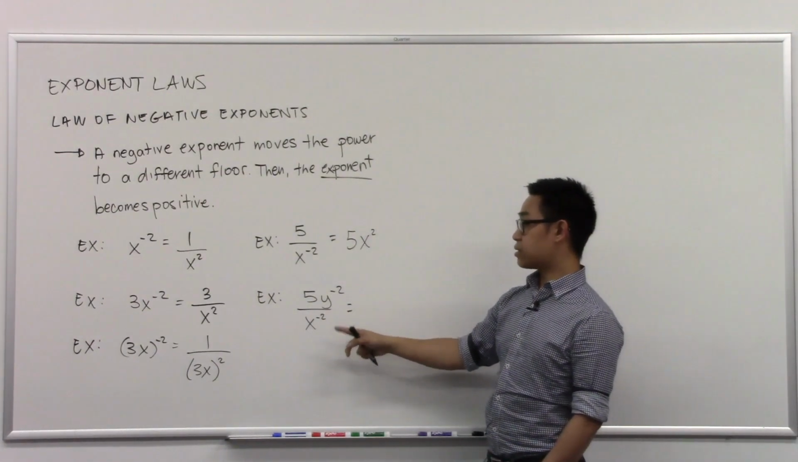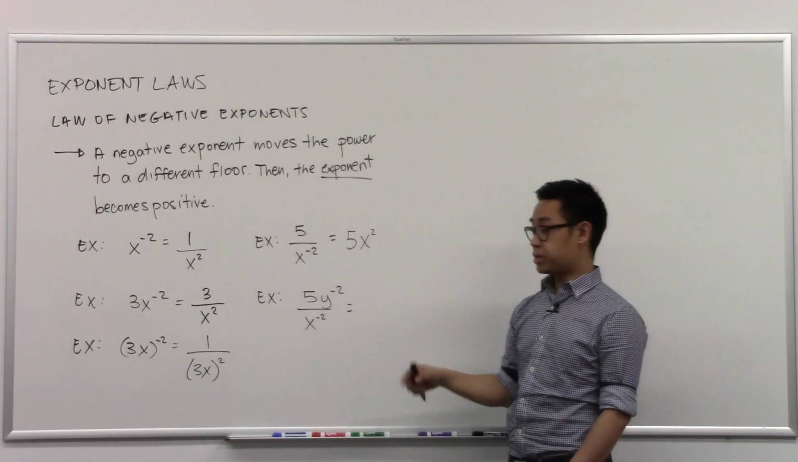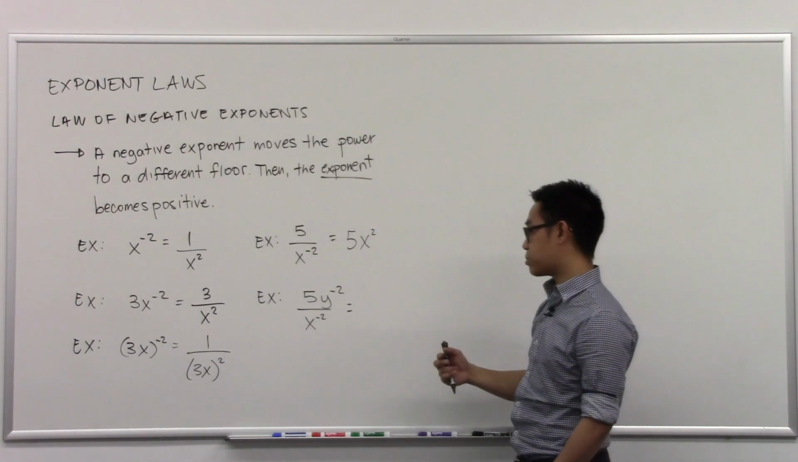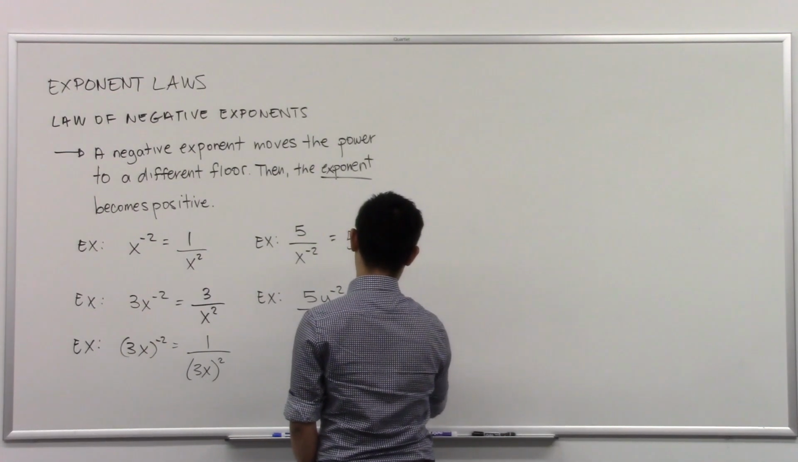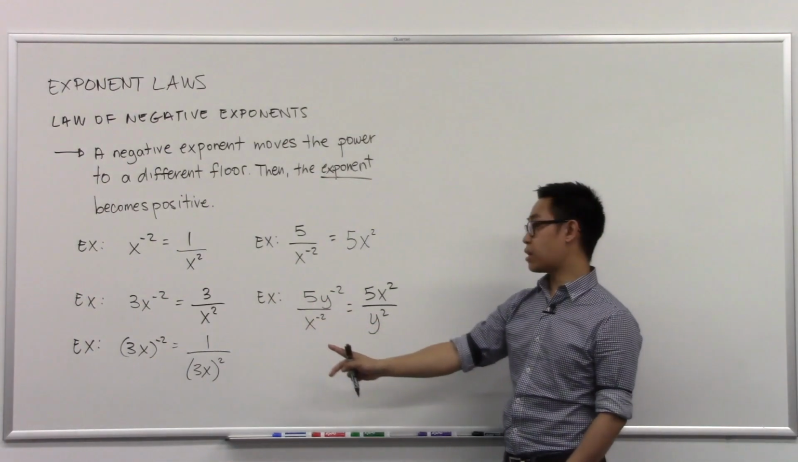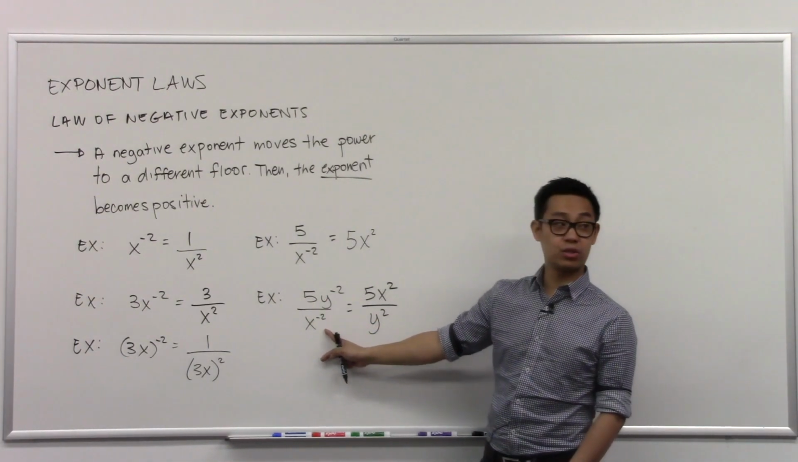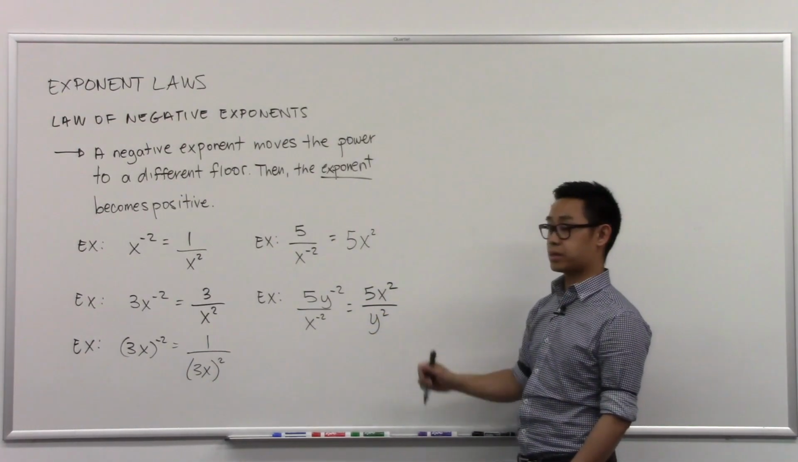In this case, the y has a negative exponent and the x has a negative exponent. Because the y and the x both have a negative exponent, this is going to become 5x to the 2, y to the 2. The 5 does not have a negative exponent. It does not move. The x to the negative 2 does move to the top, and the y to the negative 2 does move to the bottom. So this is our answer.